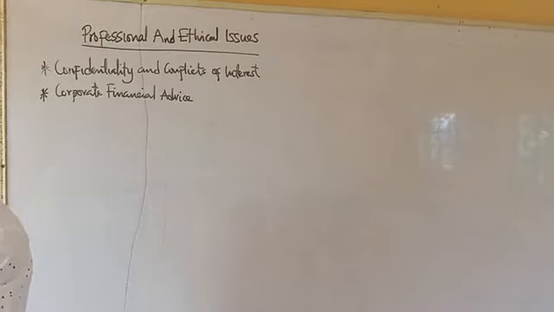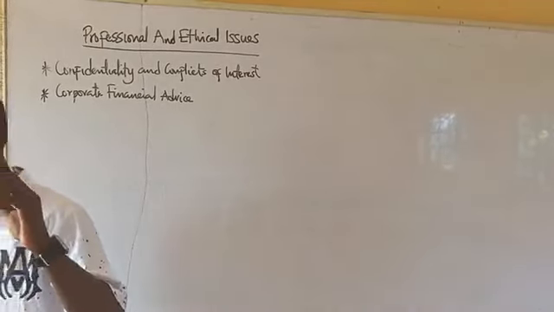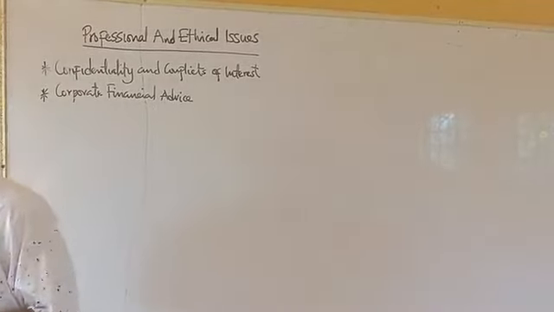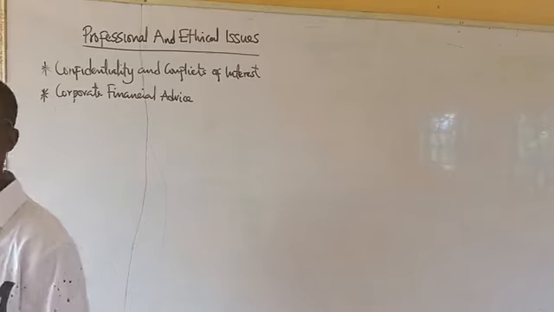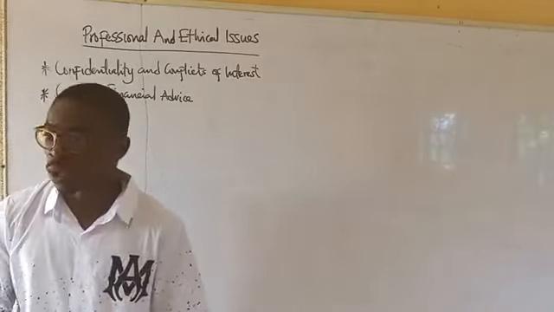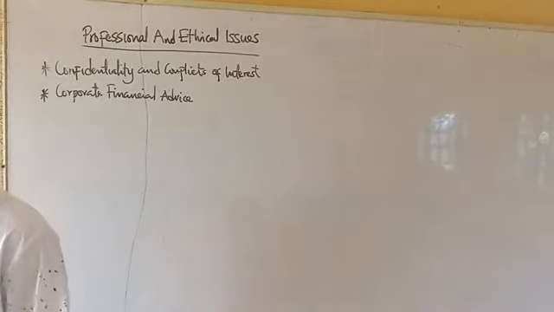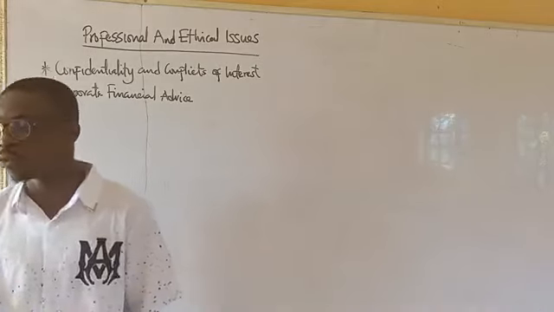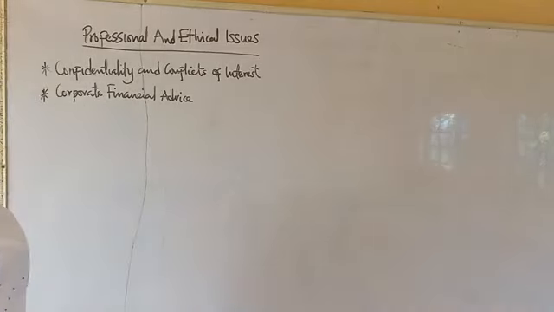So what are the exemptions to it? We have three: when it is permitted by law and has the consent of the client; two, when it is required by law; and three, when there is a professional duty or right to disclose. So let's now move to improper use of information.